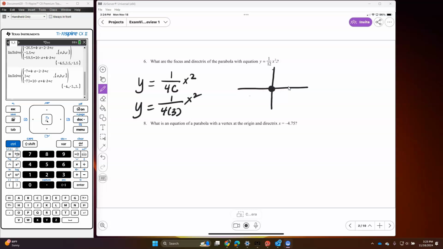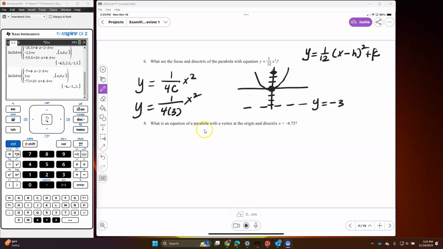How do I know that? Because nothing is being affected by, for example, x minus 2 or x plus 2. In other words, it's not in this form, so we don't have a transformation. So it is 4 times 3, so the focus is 1, 2, 3, so the focus is (0, 3). The parabola opens up. The directrix is 3 away from the vertex, and it isn't a vertical line, it's a horizontal line, so it's y equals negative 3.